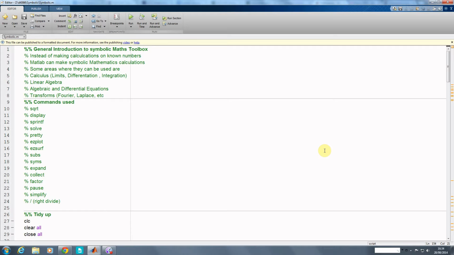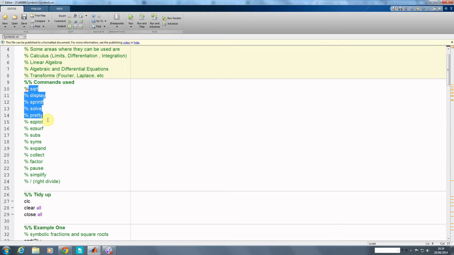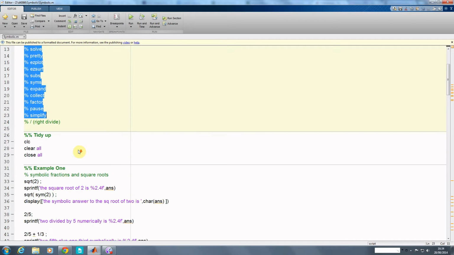Today we'll be looking at the Symbolic Math toolbox. You would use that for calculus, linear algebra, algebraic and differential equations, and transforms, and other things as well. And there are some of the commands we're going to use today.